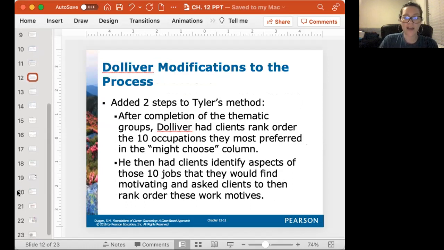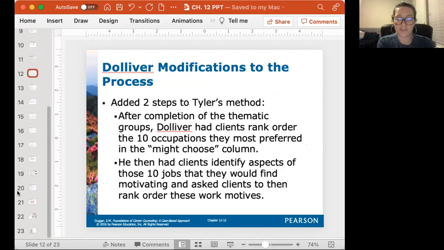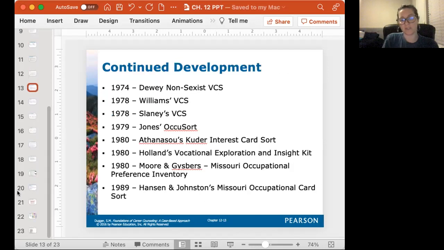He also added 2 steps to Tyler's method. After completion of thematic groups, Dolliver had clients rank order the 10 occupations they most preferred in the might choose column, identify aspects of those 10 jobs that they find motivating, and then rank those work motives in order of importance. So basically it's helping them figure out what they like, and chipping away at that until they find an answer about what their most important things are, so they can have some clarity in the decision that they make. And then there was continued development of the card sort throughout the 70s and 80s.